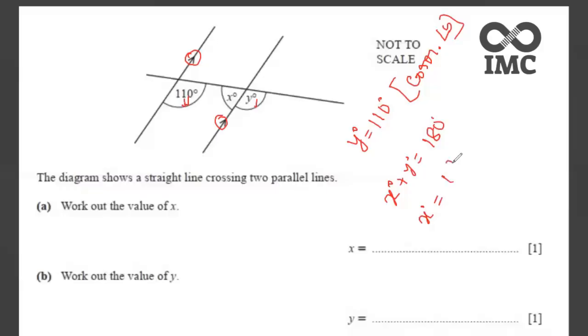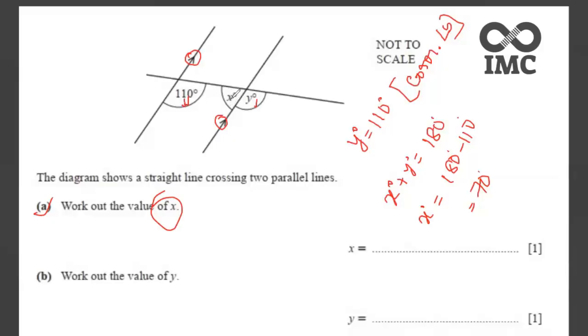x degree will be 180 degrees minus 110. That will be 70. But here, if you look at question number 8, the question says work out the value of x. That means it is better if we find out the value of x at first. So how can you solve?